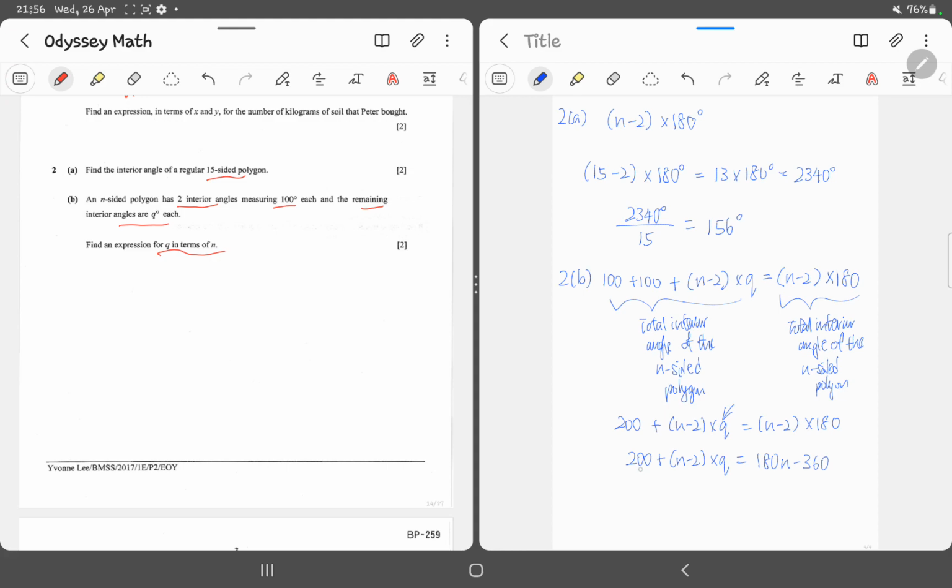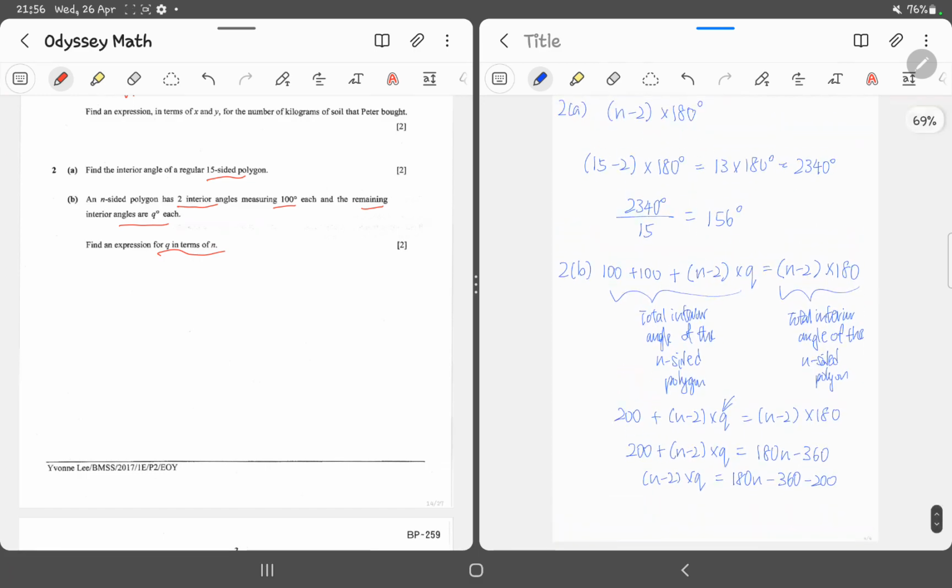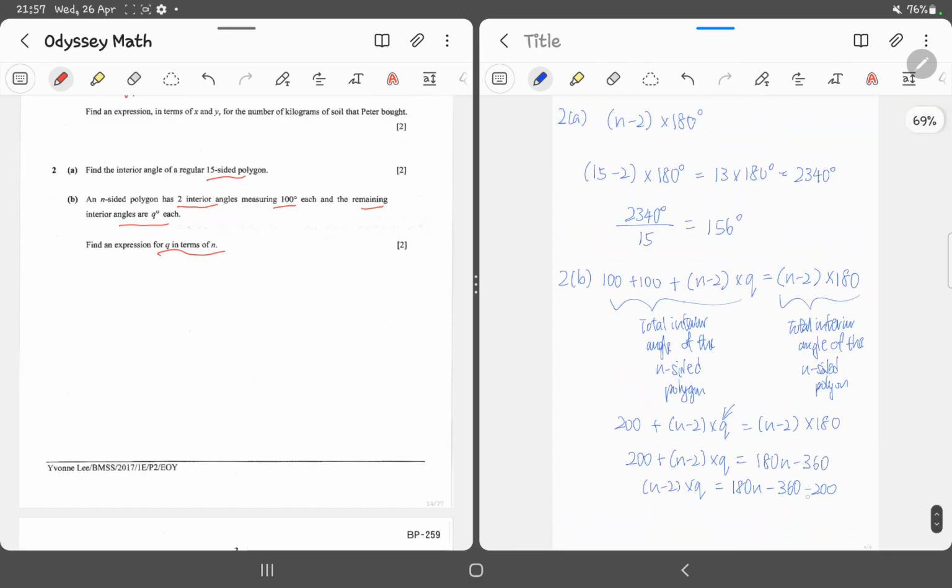So let's bring the 200 over to the right hand side. It will be (n minus 2) times q equals 180n minus 360, and 200 we bring over, so it becomes minus 200. We need to swap the sign when we move from one side of the equation to the other. So this equals 180n, minus 360 minus 200, which is minus 560.